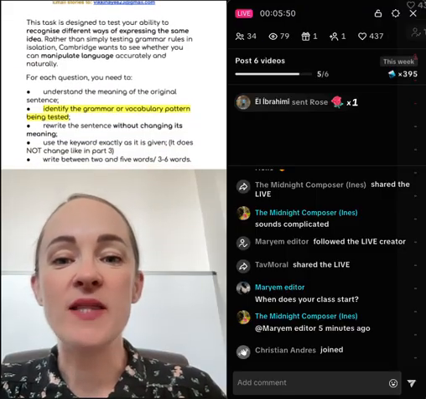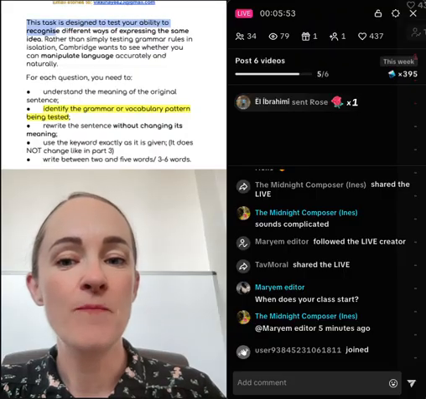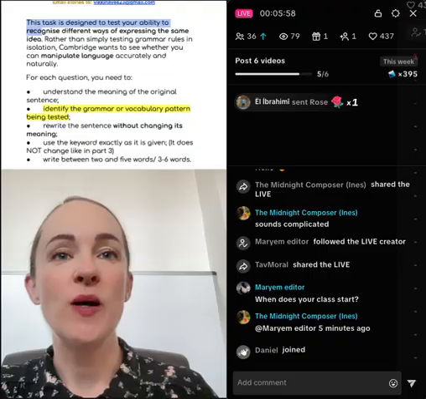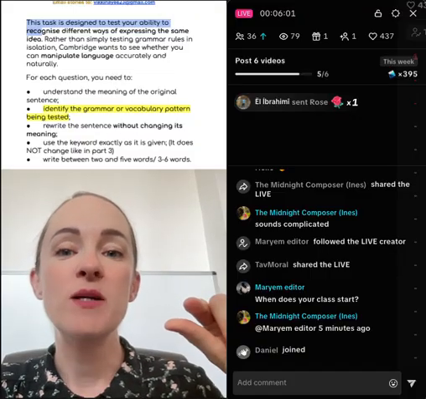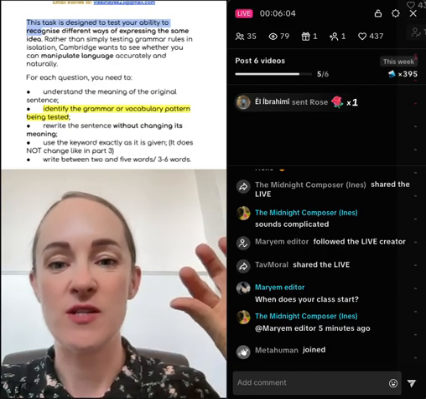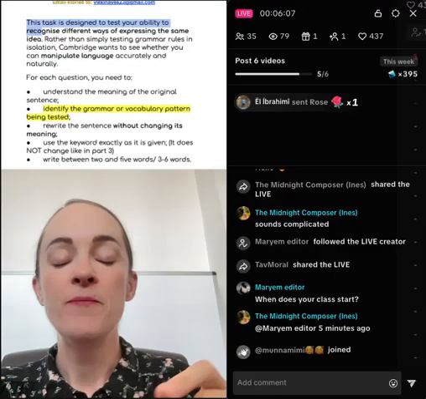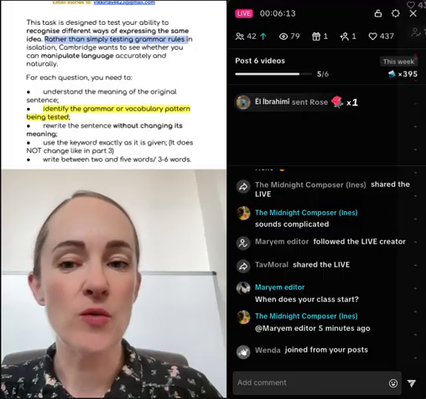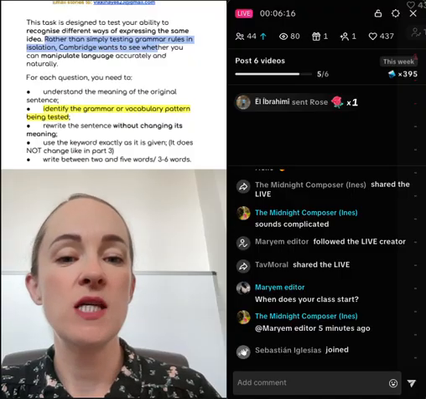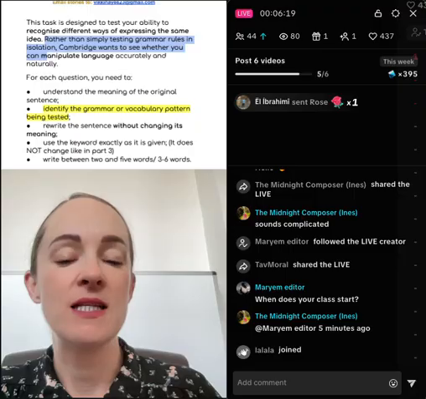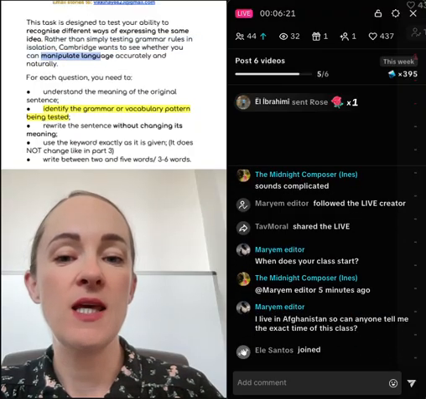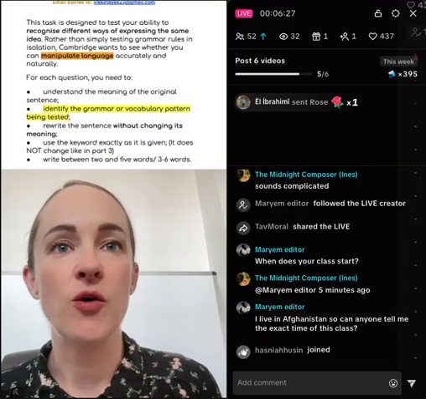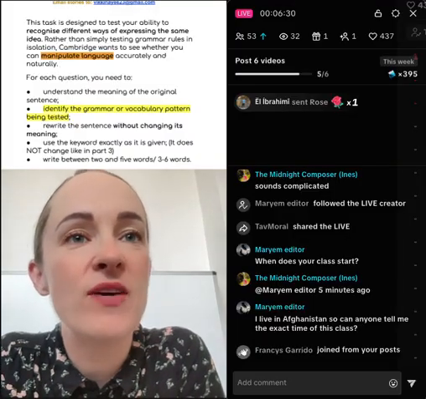Okay, so the task is designed to test your ability to recognize different ways of expressing the same idea. So again, the second sentence that we're going to write must be exactly the same as the first. Obviously, we are going to change the wording, but the meaning must be exactly the same. Rather than simply testing grammar rules in isolation, Cambridge wants to see whether you can manipulate language. So this is kind of the key from B2 and especially C1. It's manipulating language.